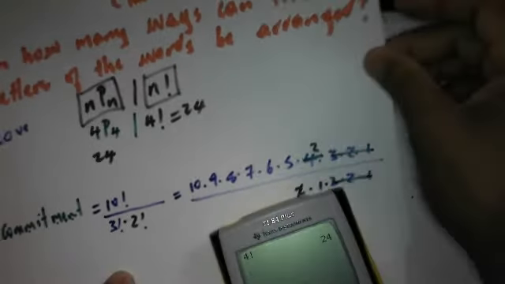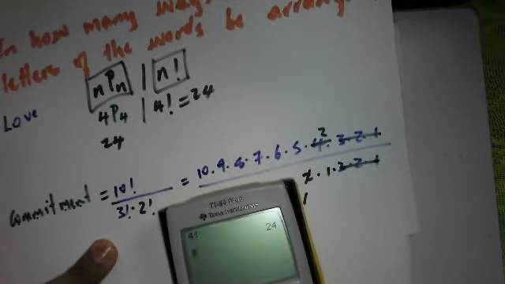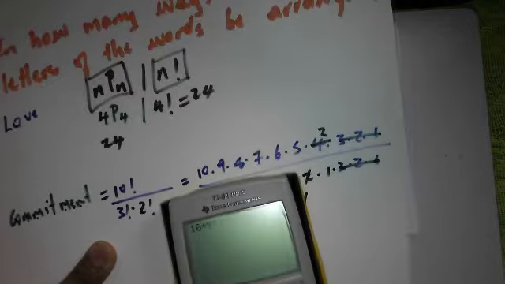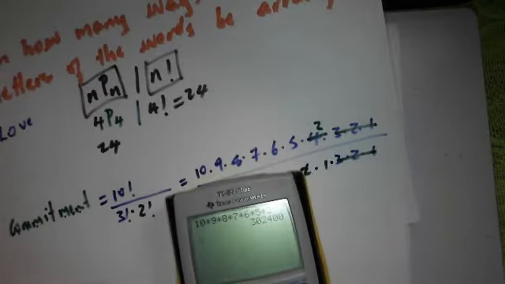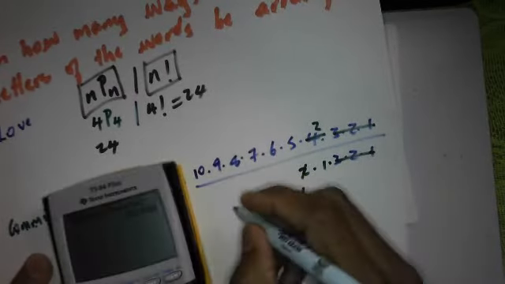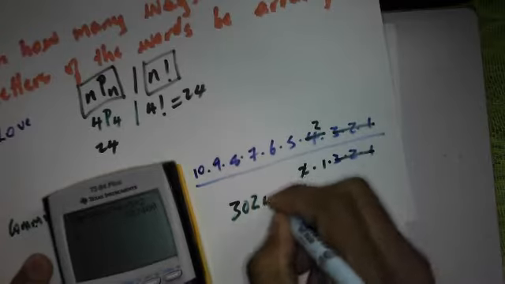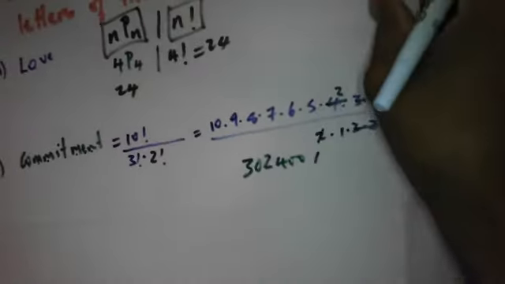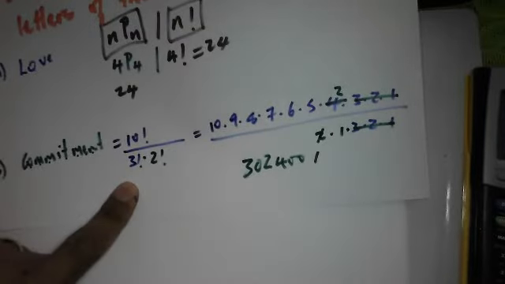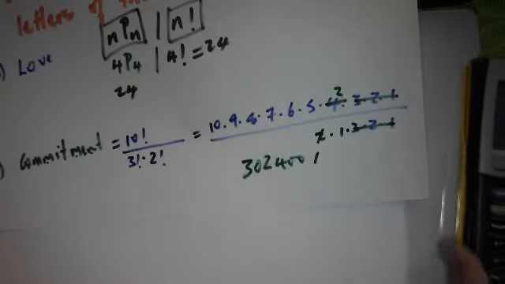So let's do that. I want you to see my screen. So this would be 10 times 9 times 8 times 7 times 6 times 5 times 2, and that would give us 302,400. We could also, if you have a calculator, put all of this in your calculator at once.